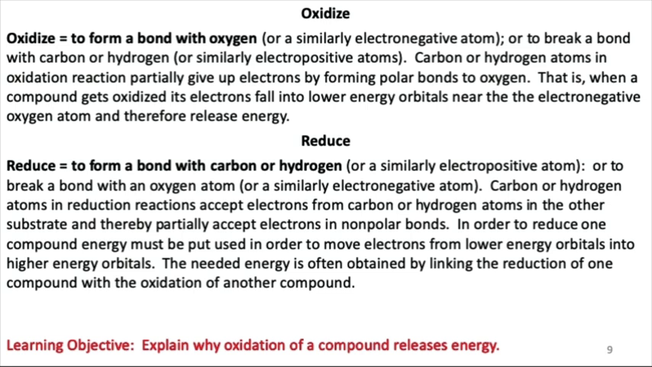The opposite of an oxidation reaction is a reduction reaction. In this case, to reduce a compound means to form a bond with carbon or hydrogen or similarly electropositive atoms. And again, please read through these, think about them a little, don't get buried in them. We are going to cover them in detail throughout this talk and in future metabolic talks. But right now, I want to define electronegativity and electropositivity, and then I want to explain how these reactions provide energy for life.